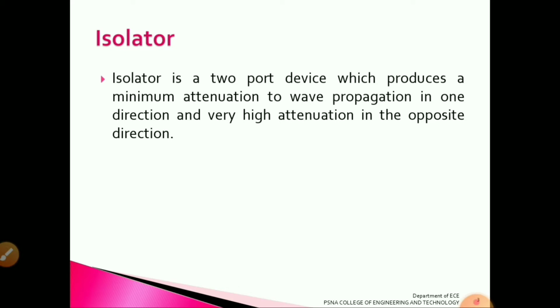If there is any mismatch of generator output to the load, it results in a reflected wave from the load. If this reflected wave reaches the microwave generator, it will cause amplitude and frequency instability of the microwave generator. The isolator suppresses this reflected wave by providing maximum attenuation to it.